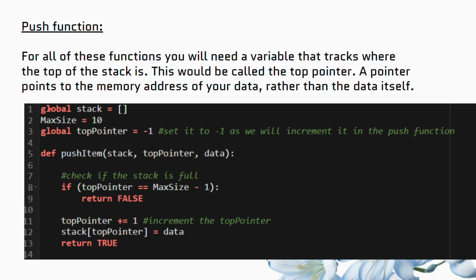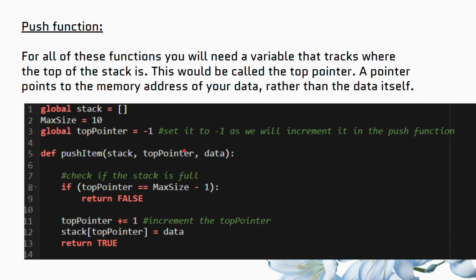So we create a global stack. The reason why I've used global variables is because we want it to be updated within the function. Don't really worry about that. That's not really what I'm trying to get across here. I'm trying to get across how you can implement these in pseudocode. That's the main idea. So we have a stack which is empty with a max size of 10, nice and easy. And then we have a global top pointer and we set it to -1.